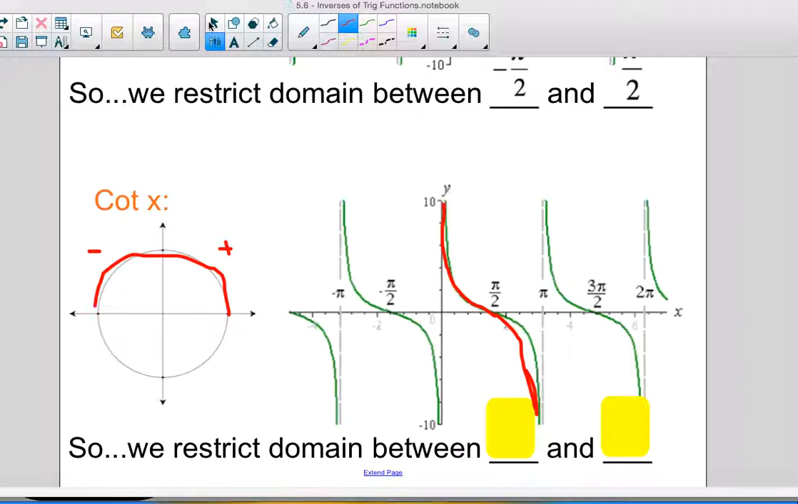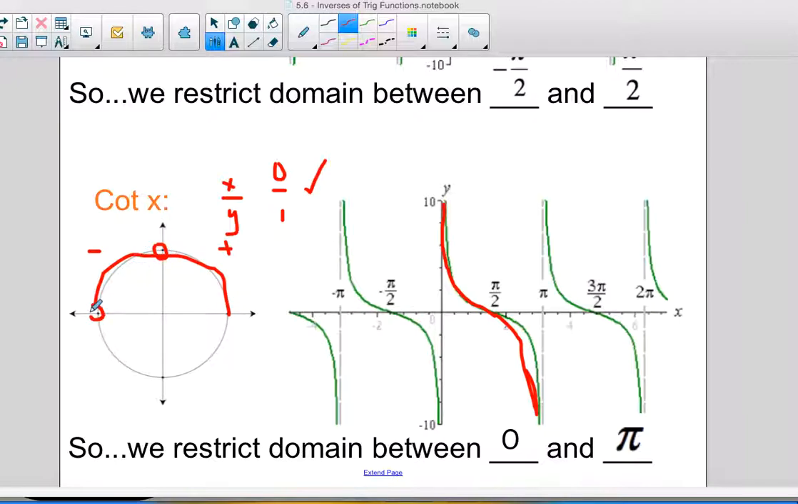In the middle it's actually just going to be 0. If that didn't make sense, again, cotangent is x over y. So if we looked at pi over 2, x over y would be 0 over 1. That's okay. We want it to just be continuous.